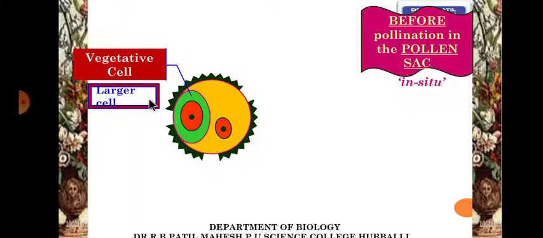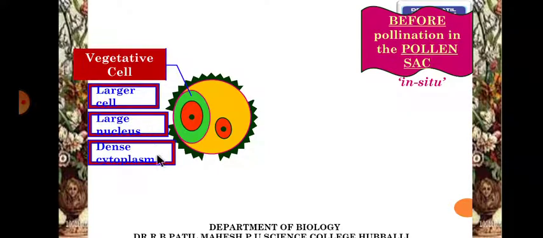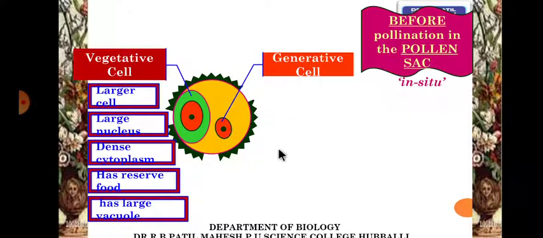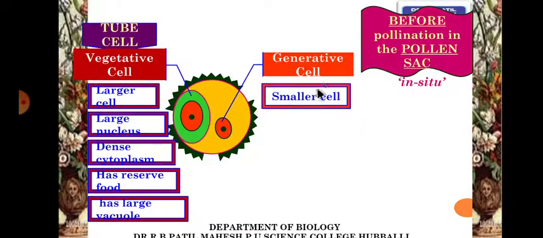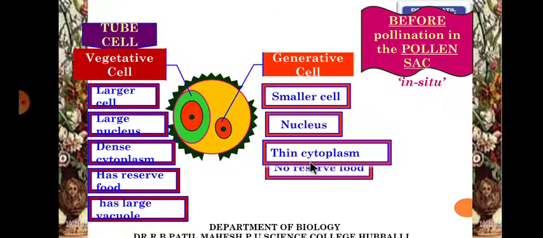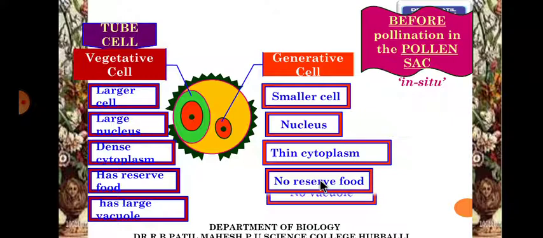Vegetative cell is larger in size, it contains a larger nucleus, it has more cytoplasm, has reserve food and has a large vacuole. Vegetative cell can also be called the tube cell. Generative cell is smaller in size. Generative cell has a small nucleus. It contains thin cytoplasm. It doesn't have reserve food and doesn't have a vacuole.